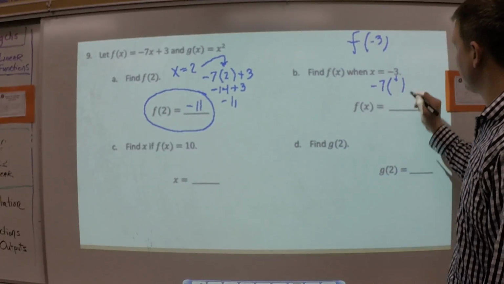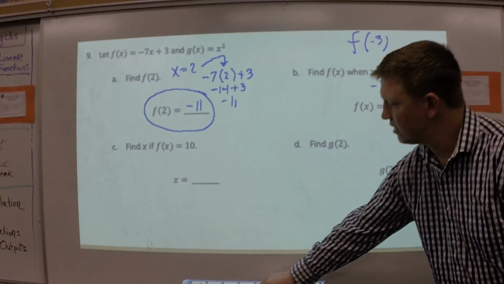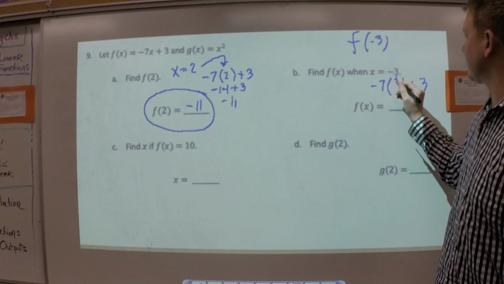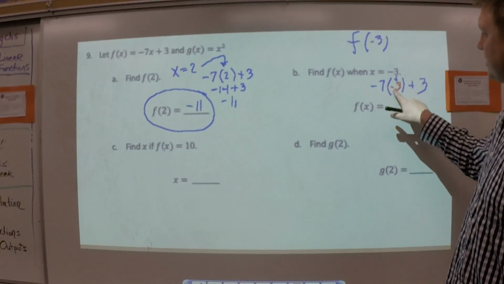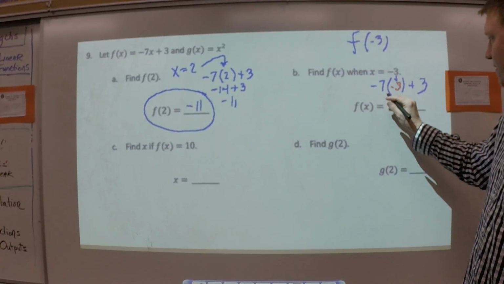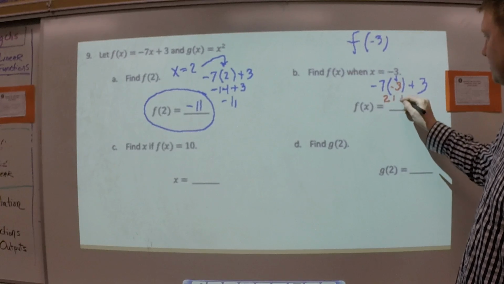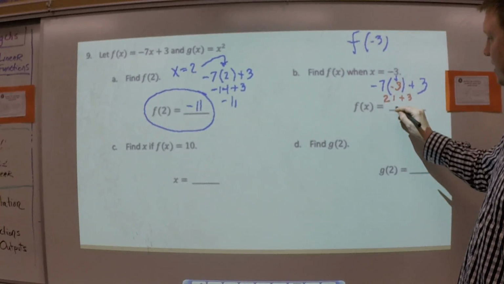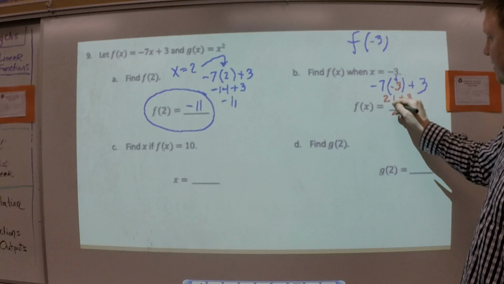3, and then we add 3 to it as well. So then we're going to evaluate it. So I plug this in. Negative 3 goes there. It's a negative times a negative, which is a positive, and we turn that into 21 plus 3. 21 plus 3 is 24, and that's my final answer.